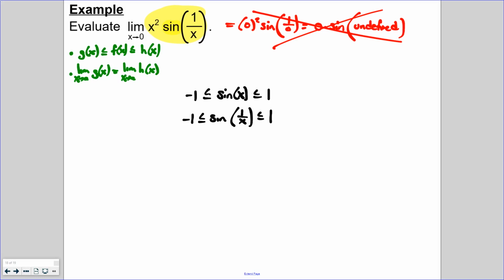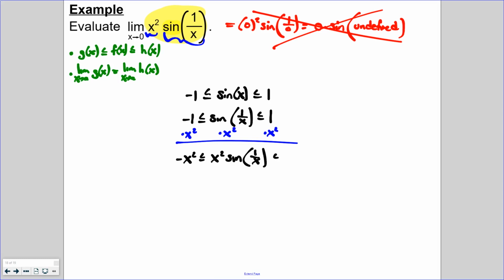However, this next part, I'm going to have to change all three pieces, because we can see that we already have the sine of 1 over x piece. We just need the x squared piece. So I need to multiply sine by x squared. But what we do to one piece, as we just went over, we have to do to all the pieces. So this is going to be negative x squared is less than or equal to x squared times sine of 1 over x is less than or equal to positive x squared. And there we go. We have our inequality.